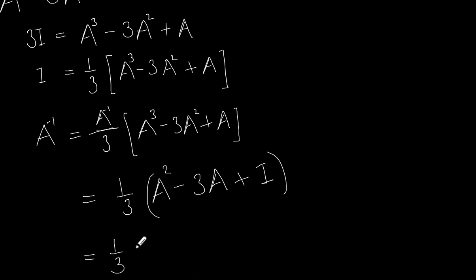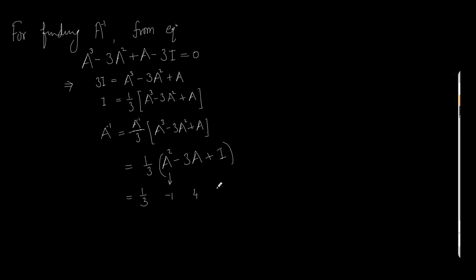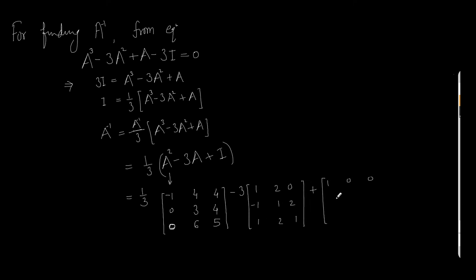Now we will put in the values of A square, A and the identity matrix, and then solve this matrix equation. Matrix A square we have already calculated. Just put these values: minus 1 4 4, 0 3 4, 0 6 5. Write down the matrix A, which is given at the start, and the identity matrix. So this is the matrix equation.